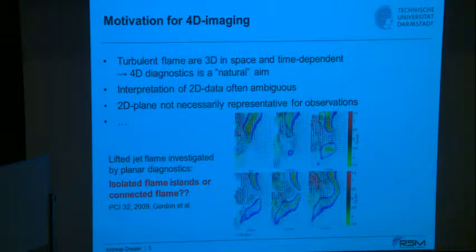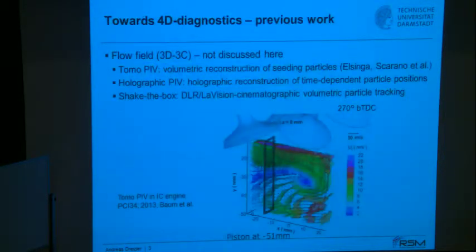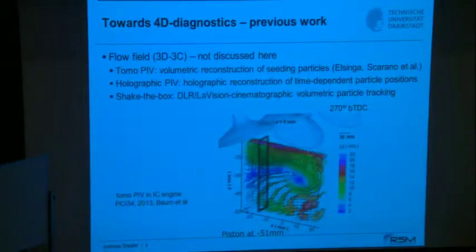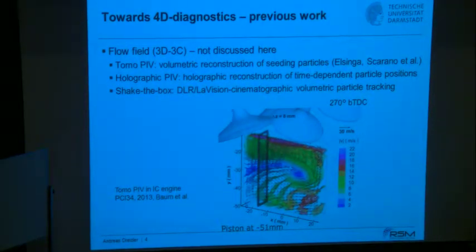Or when you do measurements in an engine, where you do have, of course, a full volumetric flow field, then we restrict ourselves with 2D very often to, let's say, specific planes, central tumble plane, for example.